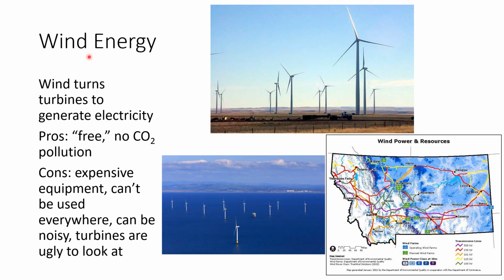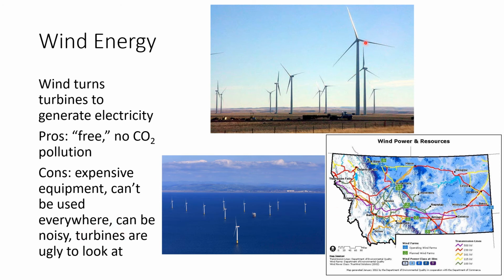Next type of renewable resource is wind energy. Pretty much you've got wind that is turning a turbine, these big windmill things, turning a turbine that generates electricity. Some pros are that the wind is free. Nobody owns the wind. There's no carbon dioxide pollution associated with this either. Some cons are that these turbines are expensive. You can't put them everywhere. So like, for example, in this map, only the darker blue regions are where wind farms are possible. And so like in the Helena area, we don't really have wind farm potential.